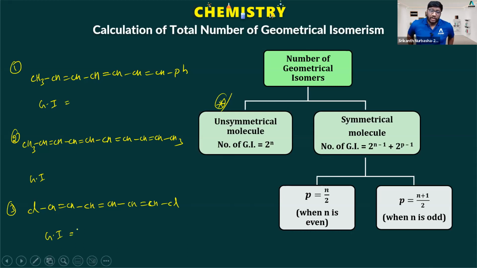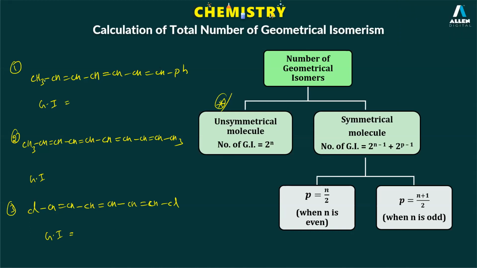How many, students, in all the three examples? Number of geometrical isomers. Ph, CH3, CH double bond CH, CH double bond CH, CH double bond CH, Ph. In that case, is the molecule a symmetrical molecule or an unsymmetrical molecule? Unsymmetrical. On one side we have methyl, on the other side Ph. So it is an unsymmetrical molecule. Unsymmetrical molecule means the number of geometrical isomers is 2 power n.